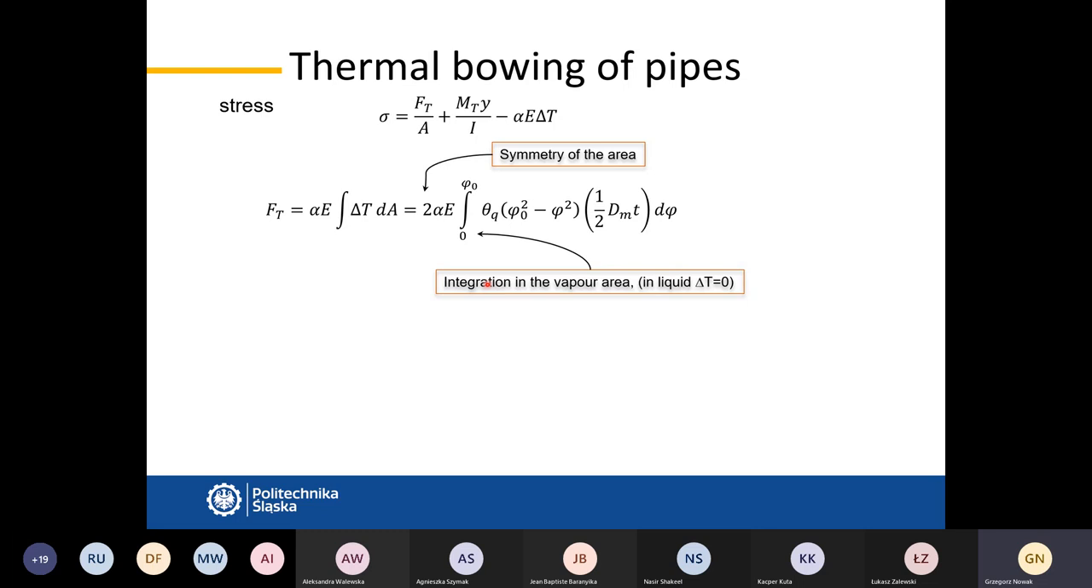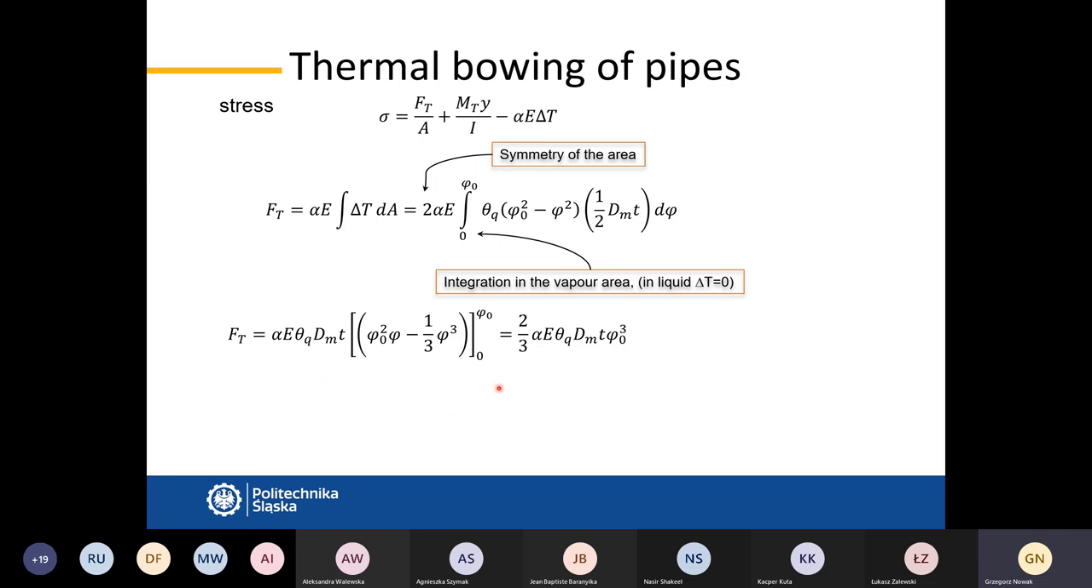If we do this integration, the integral variable is phi, so we integrate over phi. After integration, we'll get alpha E, the parameter theta Q, dm t, so material and dimensions of the object. Here we have, after the integration, phi zero squared phi minus 1/3 phi to the third power within the boundaries from 0 to phi 0. So if we introduce the boundaries here, the result for the force is 2/3 alpha E theta d, the diameter, thickness, and phi 0 to the third power.